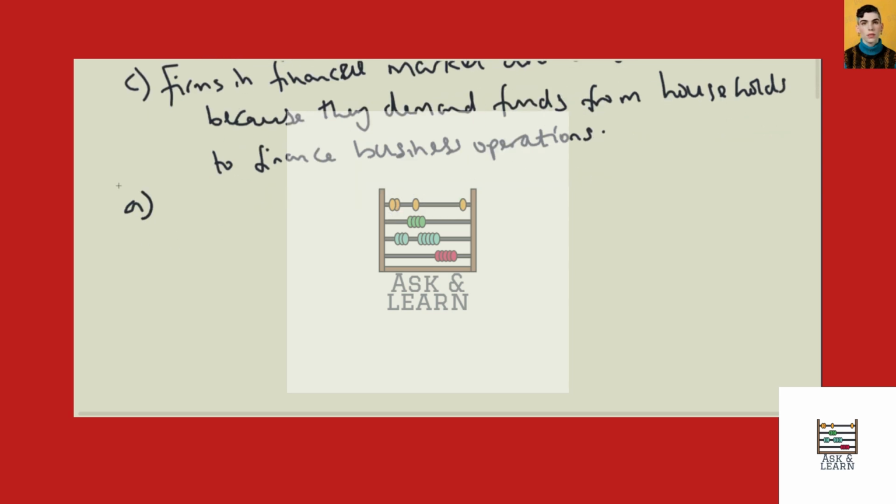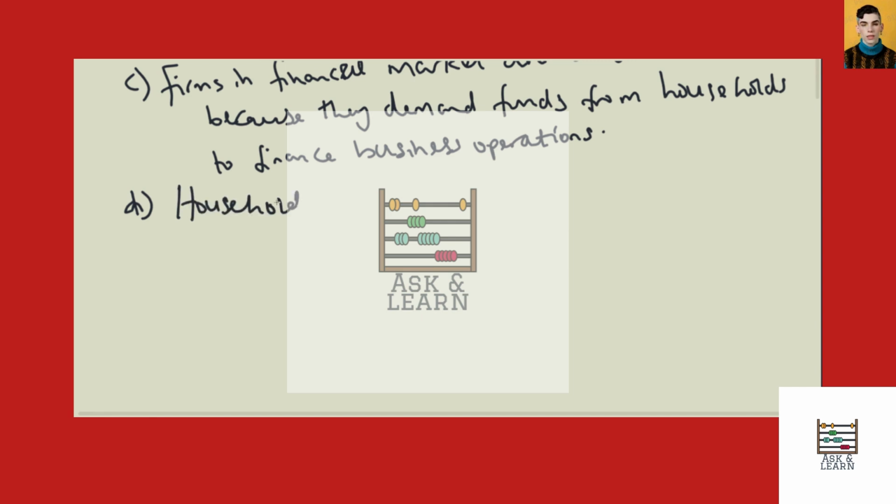Now the next one is households in the goods market. Households in the goods market are on the demand side of the market because the households purchase the goods and services produced by the firms to satisfy their needs.